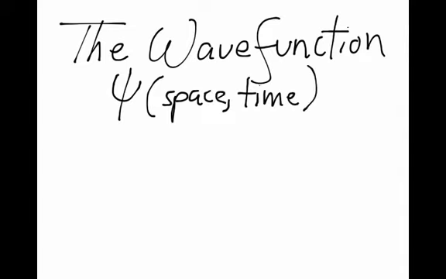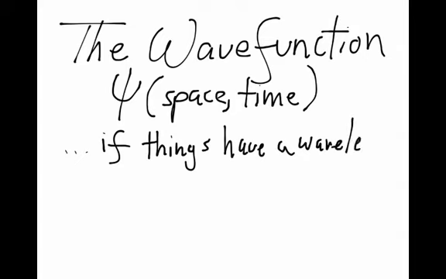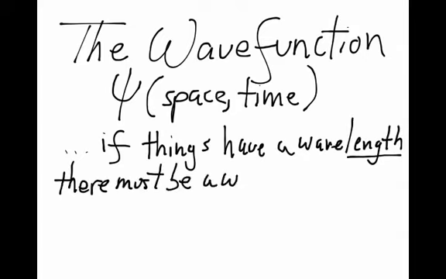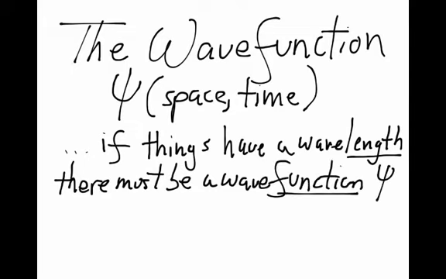So our next subject is going to be the wave function. We're going to call the wave function psi, and it's going to be a function of both space and time. It can change if you move around in space, and if you just wait and watch it, that'll change too. The basic idea is, if we've established that everything has a wavelength, there'd better be a wave function. There has to be an actual mathematical function that has that length, and we're going to call it psi.